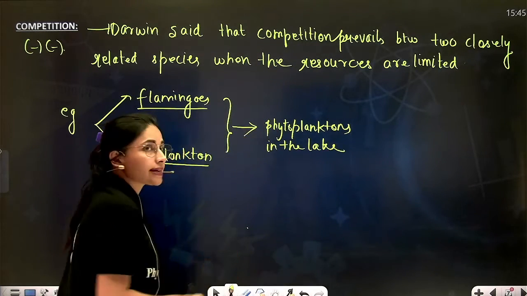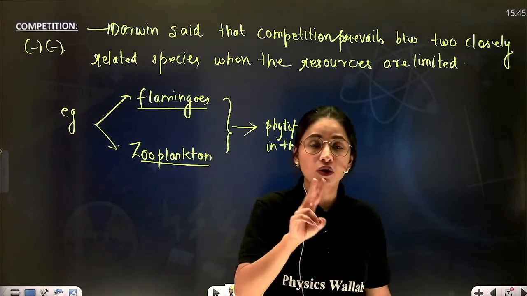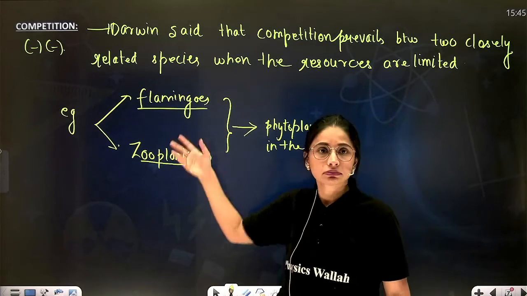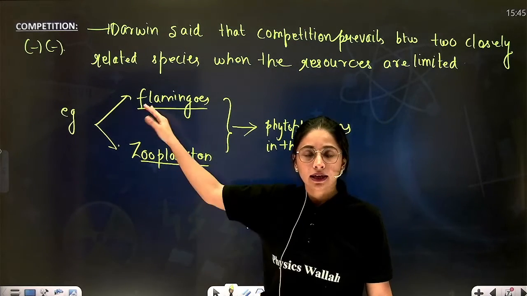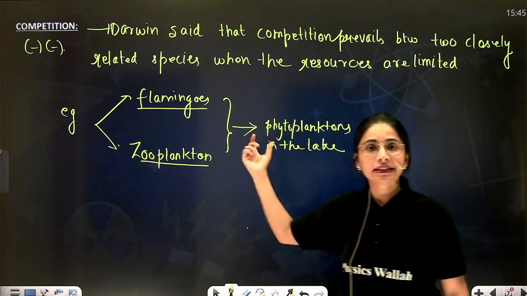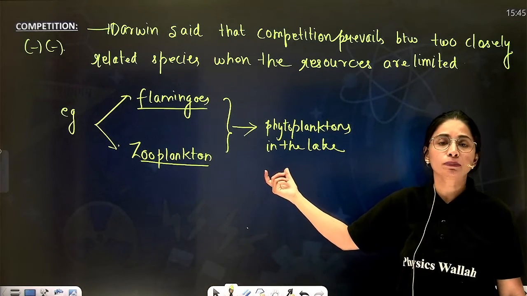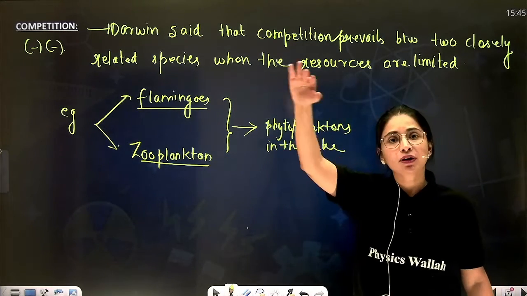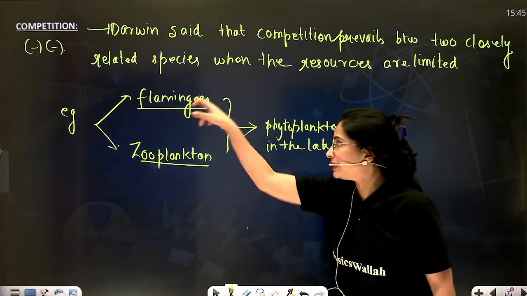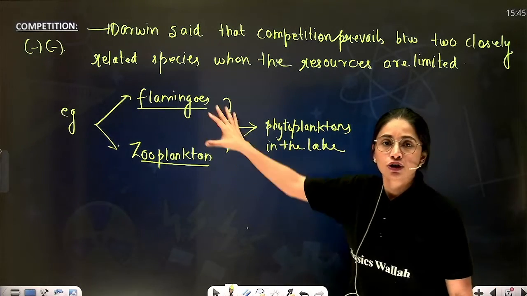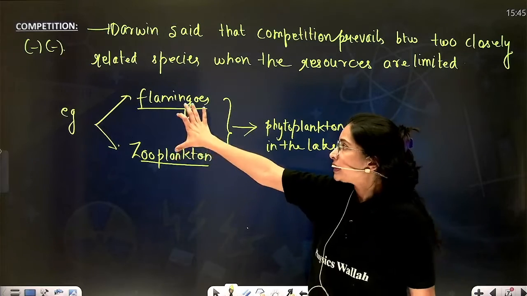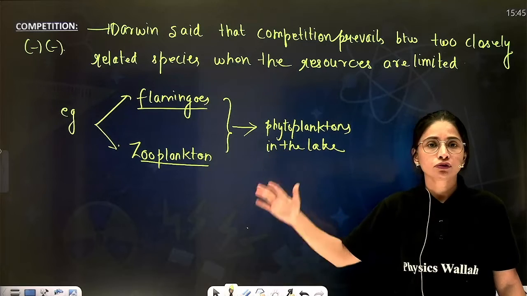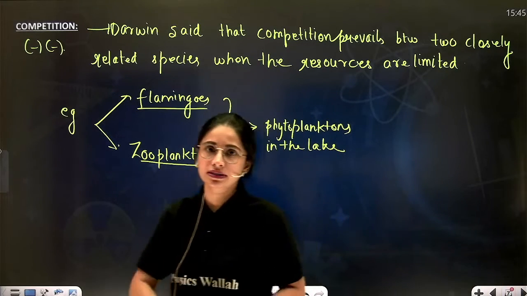So what Darwin said is that competition always occurs between two closely related species. But here the species are not closely related. They are two highly different species, but still they are competing for the same food, that is phytoplankton in the lake. Zooplankton also want these phytoplankton, and visiting flamingos, the birds, when they visit the lake, will also feed on phytoplankton. So unknowingly, these two distantly related species are competing for the same food. So that is the first exception to Darwin's concept.